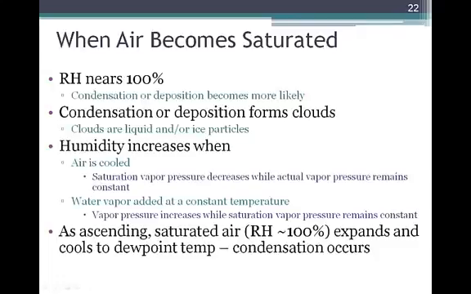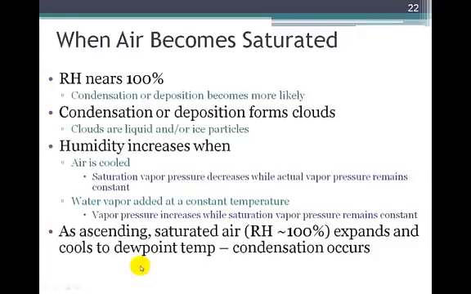Humidity increases when air is cooled. And again, that's because warm air can hold more moisture than cold air. So if you cool air, suddenly the air can't hold as much moisture, and so the humidity level, the relative humidity, if you want to think of it that way, increases. Humidity also increases if you add water vapor to the atmosphere and hold the temperature constant.